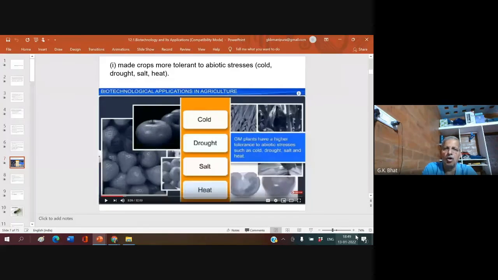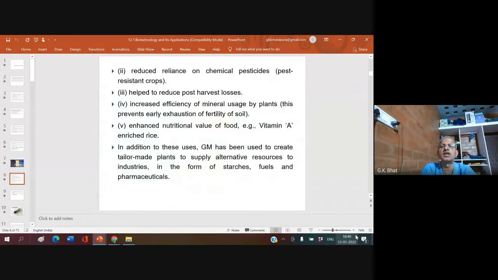Or reduce the reliance on chemical pesticides. We have to find out the way, without using pesticide or with less usage of pesticide, how can we protect our crops? Reduce the reliance on chemical pesticides, and help to reduce the post-harvest losses. Many times, once these crops are harvested, before taking them for marketing, they get spoiled.